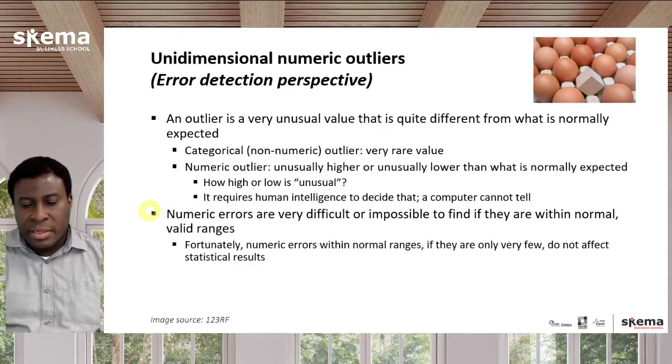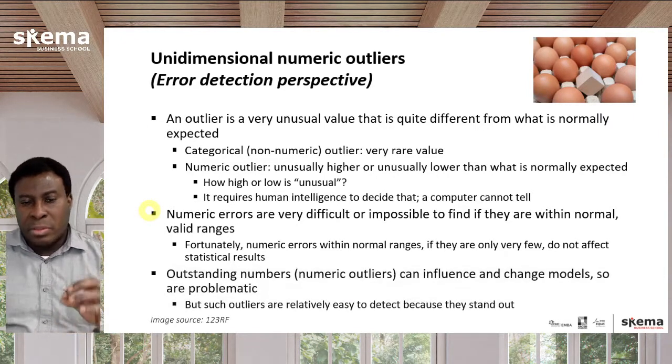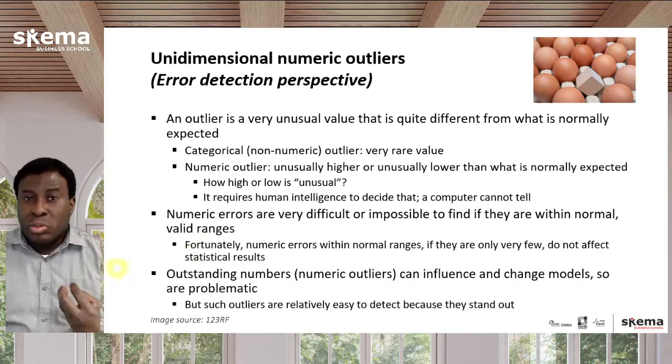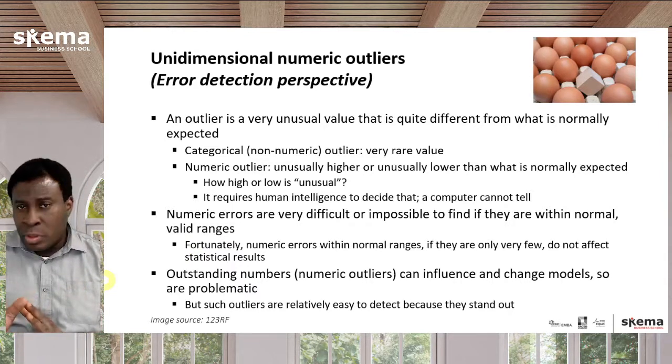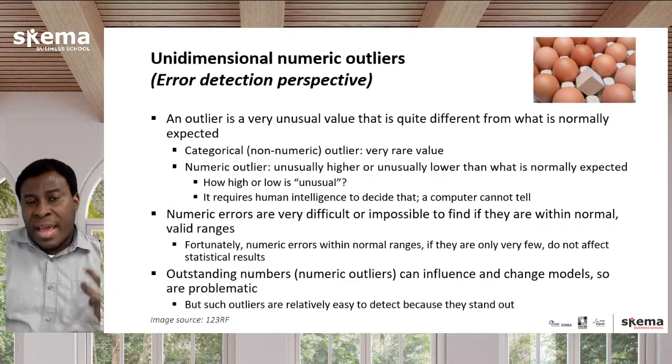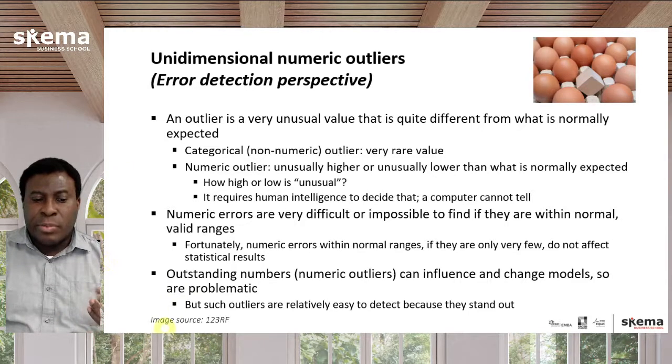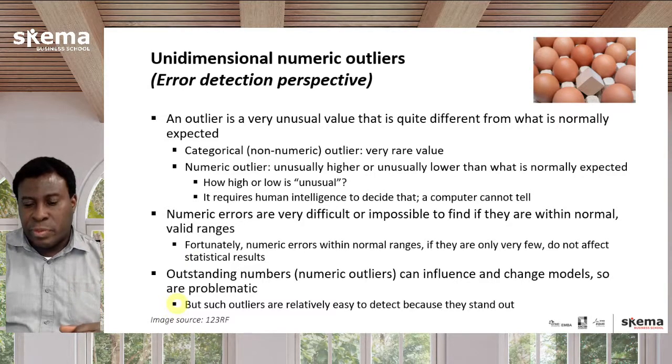On the other hand, you can have some numbers that are way too high or way too low, and those can influence and change some models. Some models are robust to outliers, others are affected by them and will change results in significant ways because of outliers. And that can be problematic. However, the positive side of that is that outliers that really stand out are usually relatively easy to detect because they're so different from the rest.